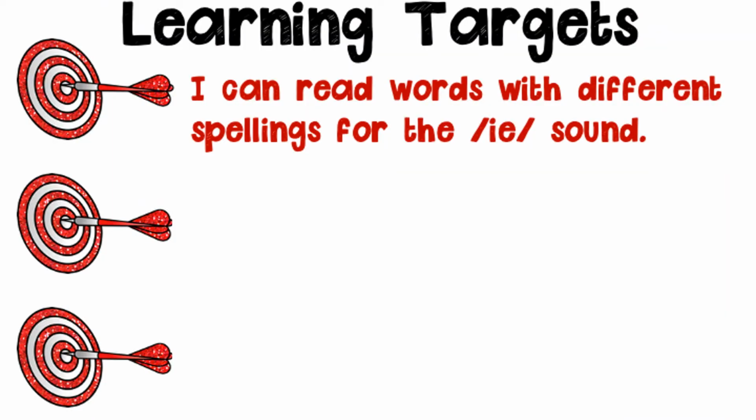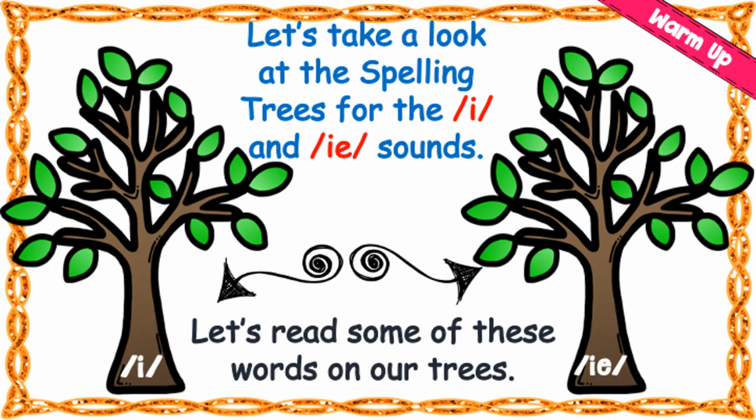Today we will practice reading words with different spellings for the I sound. So we'll review those that we talked about yesterday. And we are going to practice putting some of these words into our fluency, like we're going to use them and fluently read them and answer some questions on them. And your I sound with your IE. So let's fit some words into these trees.